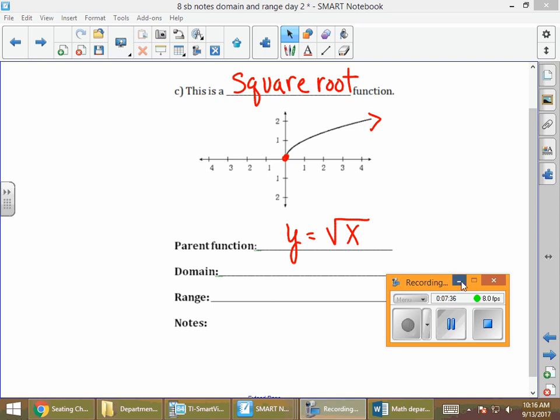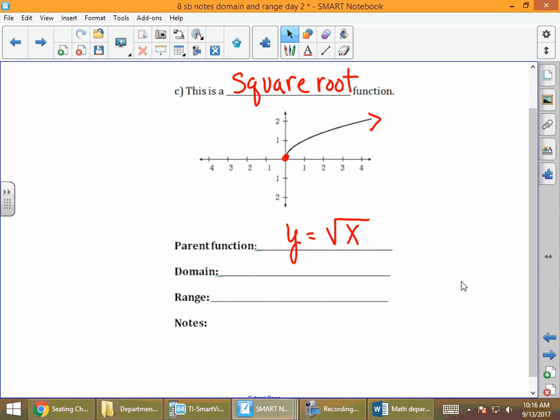So now, when we take a look at this one, we have a starting point. And domain is dealing with the x values, the inputs. So in terms of our domain of this function, we're starting at 0. We're going to continue on forever towards the right, which is to infinity.